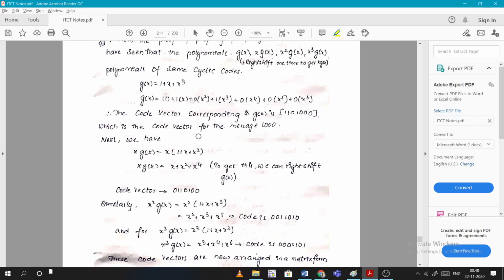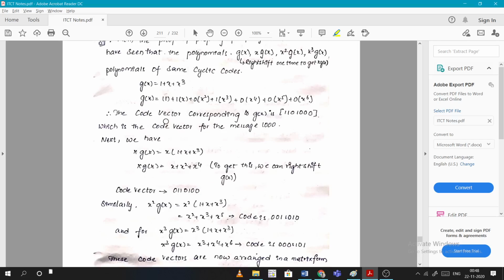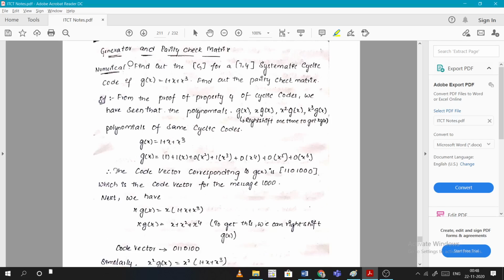So basically for the generator matrix, they will give only the polynomial, right? The generator polynomial they will give. So from that generator polynomial we need to find the generator matrix.